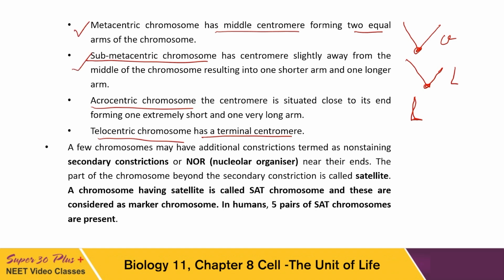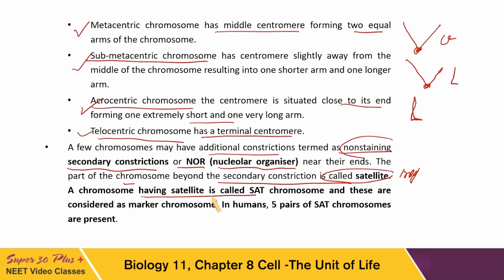Metacentric, submetacentric, acrocentric situated close to the end with an extremely short arm, and telocentric here. A few chromosomes may have an additional constriction, a non-staining part. This is an important one, known as secondary constriction, or NOR, the nuclear organizer, near the end. The part of the chromosome beyond the secondary constriction is known as satellite, important one, and a chromosome having a satellite is called SAT chromosome, and these are considered marker chromosomes. Very important part this is.